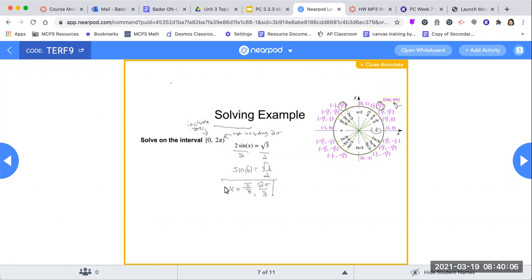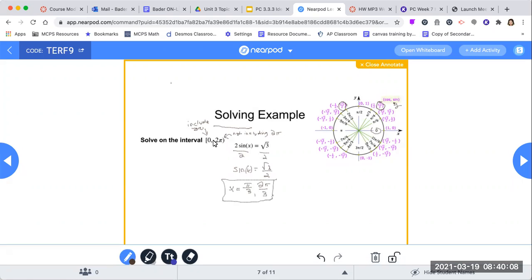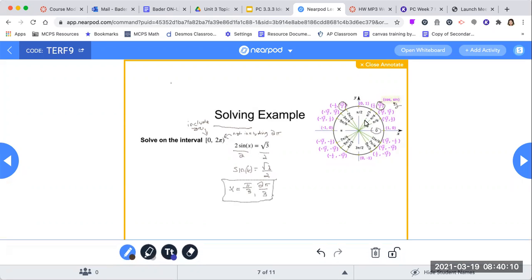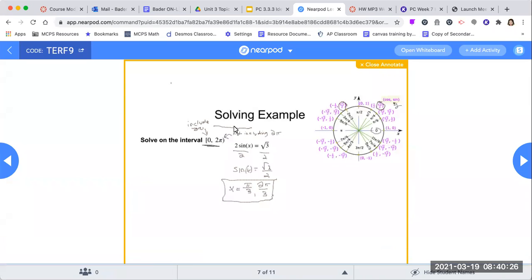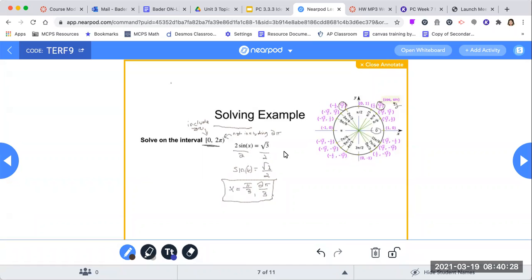And we're not going to go past that because we're really just told to stick to this interval. If we didn't have a restriction, you could go on, right? You could go to pi over 3 plus 2 pi, 2 pi over 3 plus 2 pi, and so on and so forth. But we are restricting our domain to just one rotation around the unit circle.